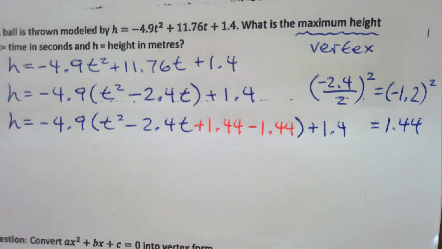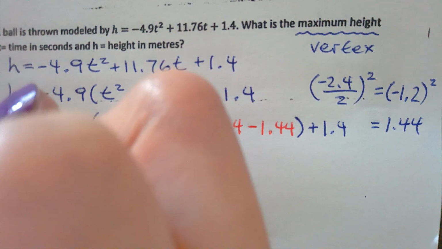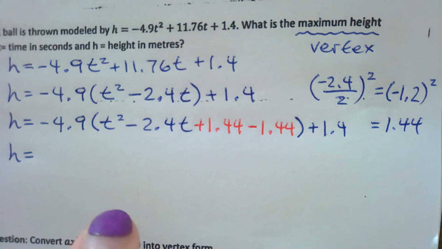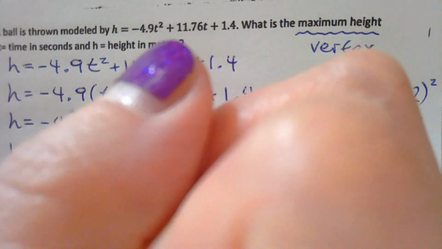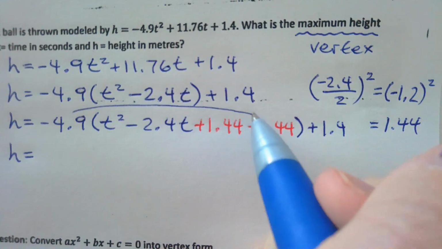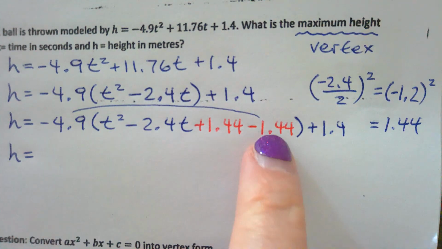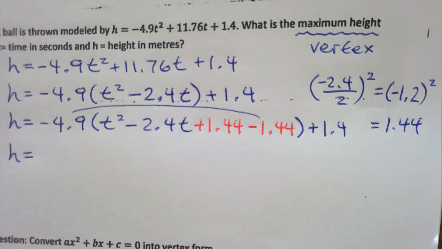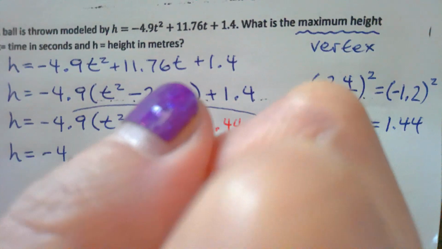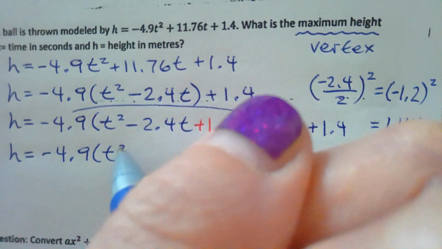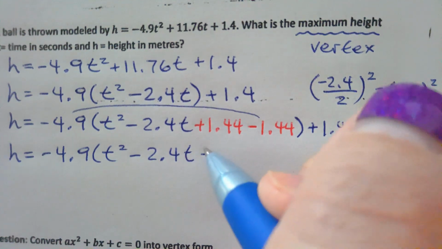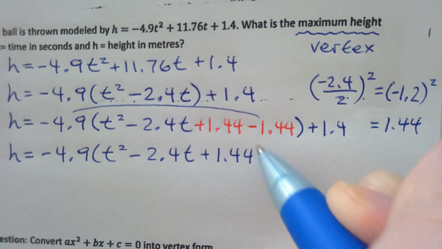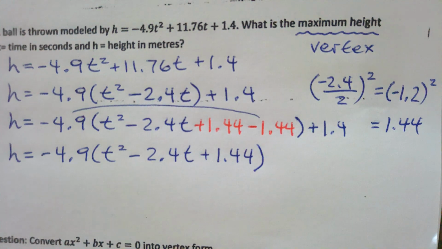Okay, so Andy, help me with the next step. Step number 4. You multiply negative 4.9 with negative 1.44. Yeah. Right, so that I can bring it outside of the bracket. So negative 4.9 t squared minus 2.4t plus 1.44. Okay, I'm going to multiply these two to outside the bracket.